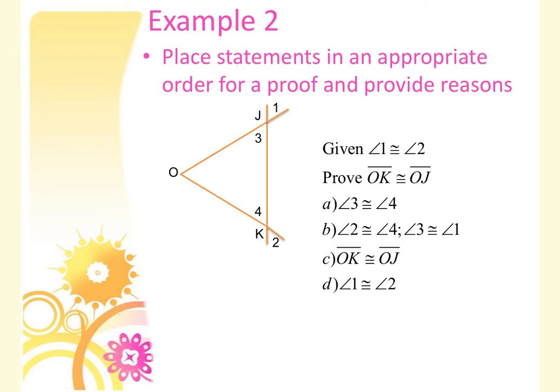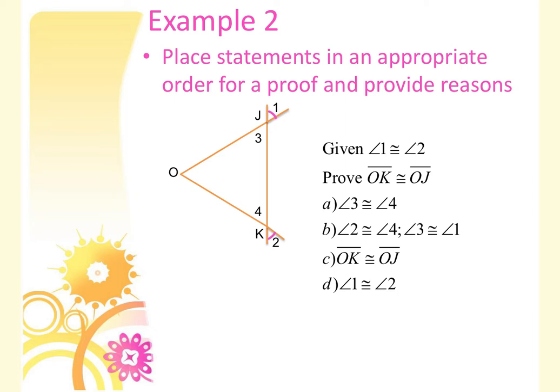All right, example 2 says place the statements in an appropriate order for a proof and then provide the reasons. So we're actually going to do the left side and then give the reasons for it. Okay, but obviously we're now using these isosceles triangles. So if you're given that angle 1 equals angle 2, which is out here, you're trying to prove that OK equals OJ. So before you get even into the steps of it, does that make sense that they would be equal?